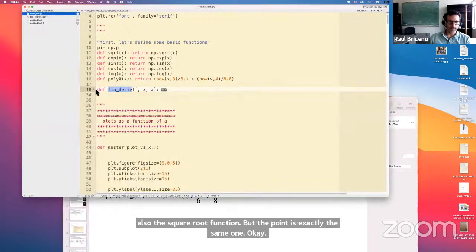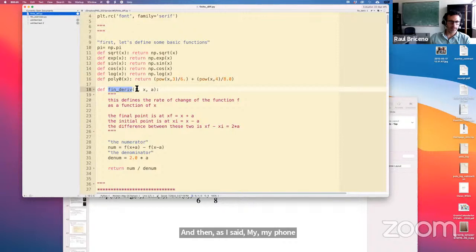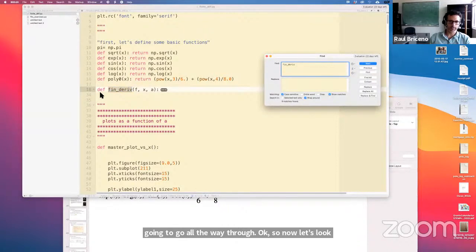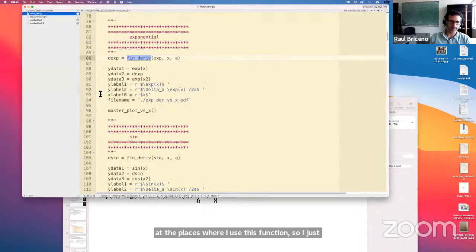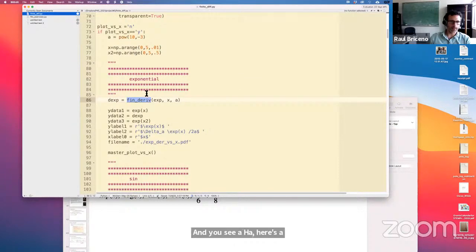And then, as I said, my finite derivative, right? It takes in a function. The syntax here is that there's a local variable. So it's whatever f you feed it is going to go all the way through, okay? So now let's look at the places where I use this function. So I just search for fin underscore derivative. And you see, aha, here's a little example of me using this.